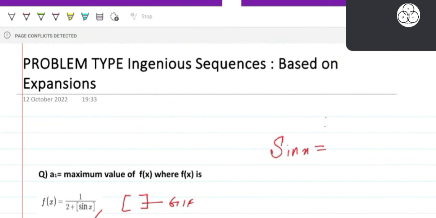Here the level of the problems is not going to be very difficult, but the concepts will be really good. So this was a very interesting problem type. Thank you.